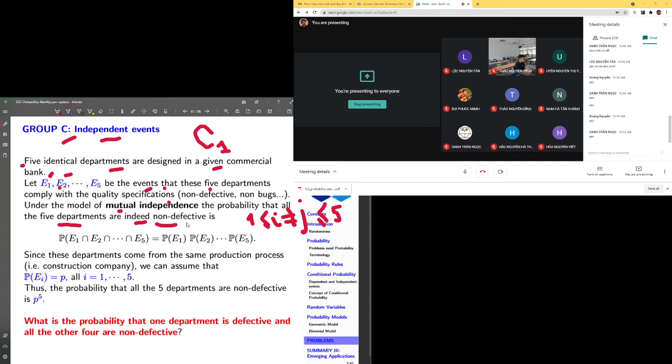The second department is also good, measured by this, and the last, the E5, is also good. Because they are independent, the left-hand side here can be computed via the right-hand side, which is the product of these. Okay? So my question is, can people remind me what is the name? How do we call the name of the left-hand side? You can write the answer in the chat box.